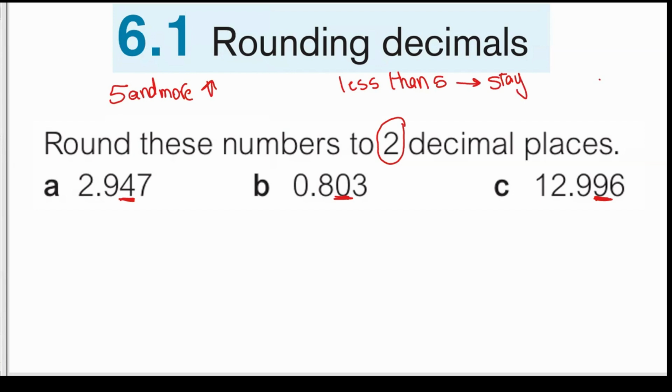So you have 7. 7 is going to add 1 to the 4, so your answer will be 2.95. Knock on the next digit, which is 3. So 3 is not going to do anything to you, so it will be 0.80, or you can say 0.8, since the 0 at the end of decimals does not count.